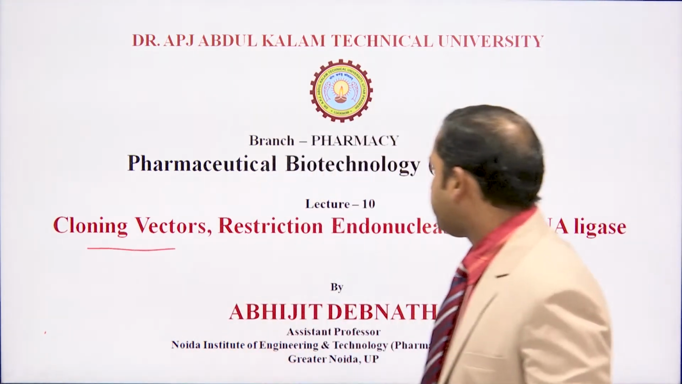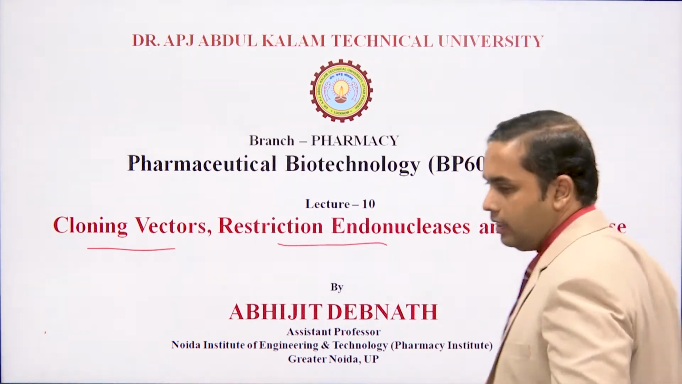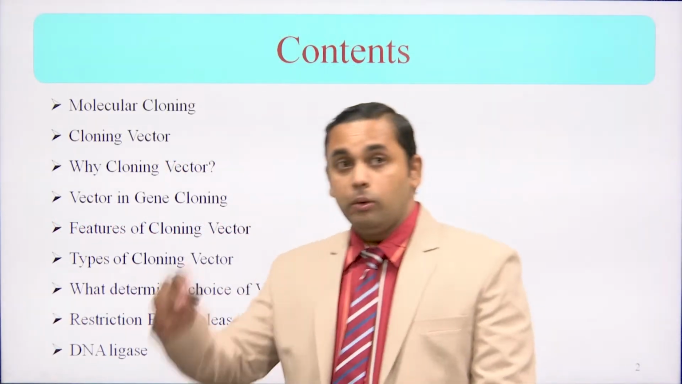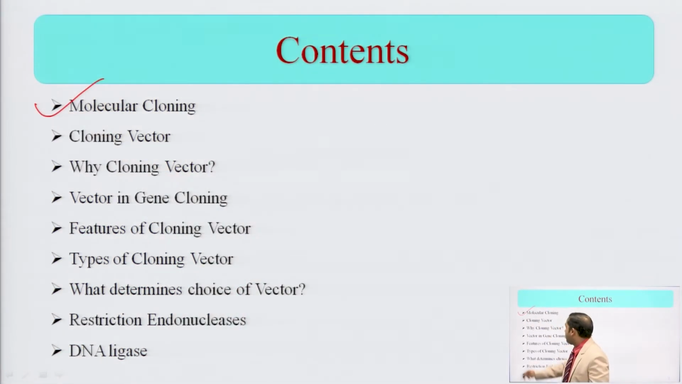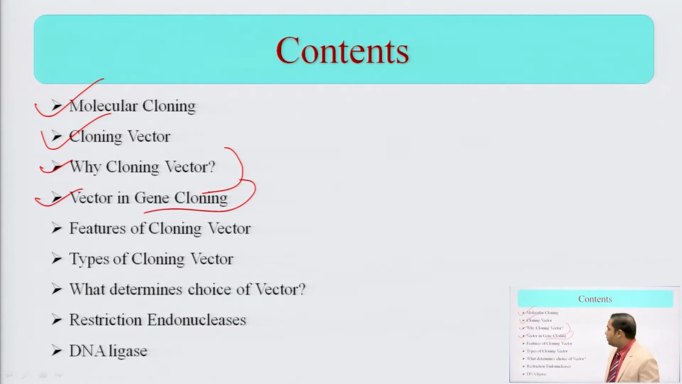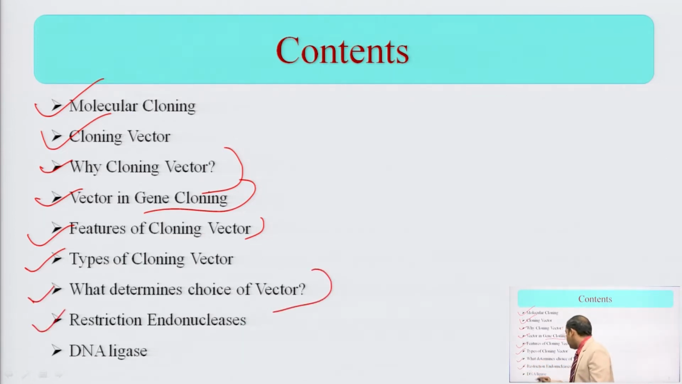So, for today I am going to tell you about the cloning vectors, restriction enzyme and DNA ligase. I am going to tell you in detail about molecular cloning, cloning vectors, why we need the cloning vectors, what vectors are actually used in gene cloning, the features of cloning vectors, types, what determines the choice of the cloning vector, and then restriction endonuclease and DNA ligase. These are the things we are going to learn today.